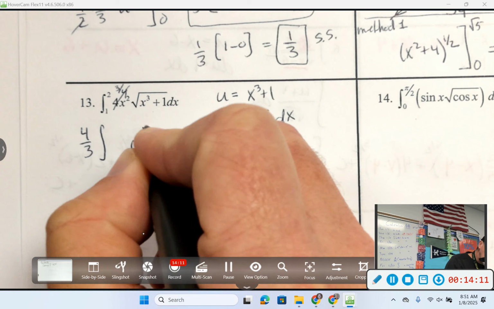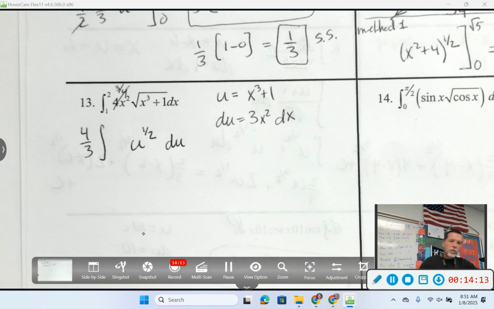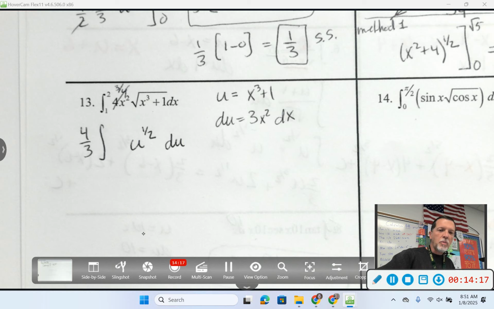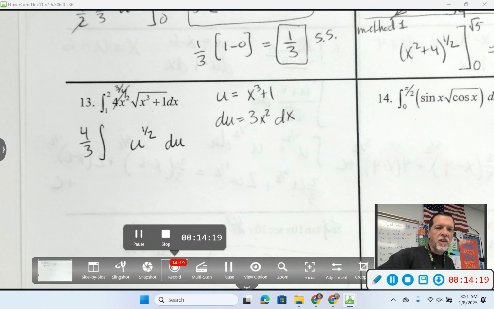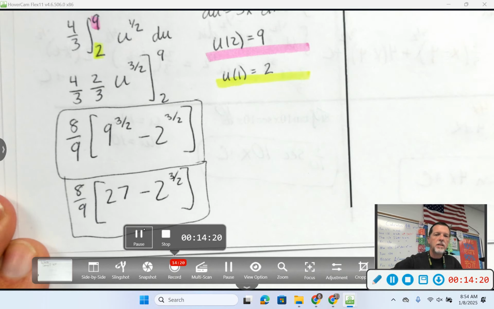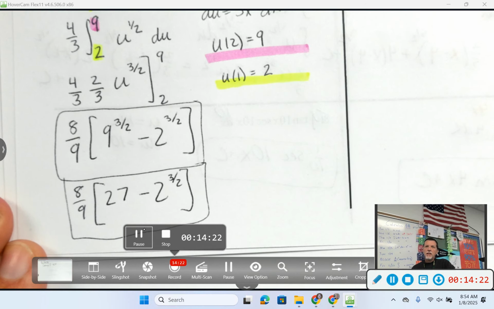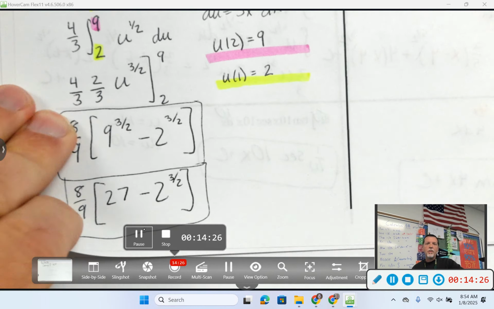And so now you've got 4/3 integral u to the 1/2 du. I'm going to press pause and let you see if you can go from there. Okay, questions on that one?